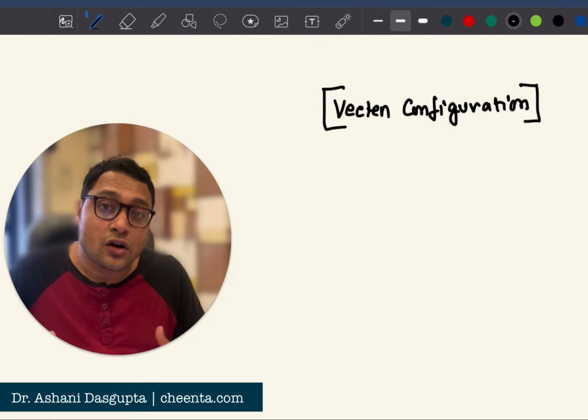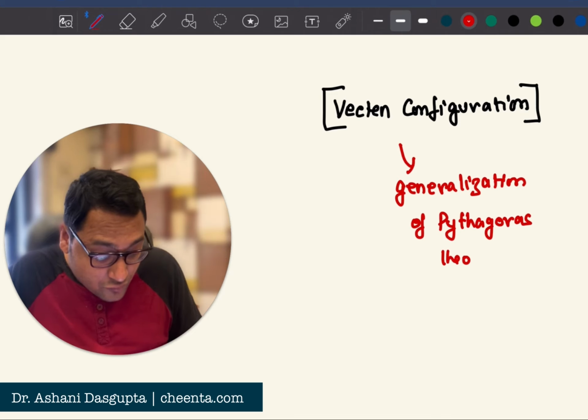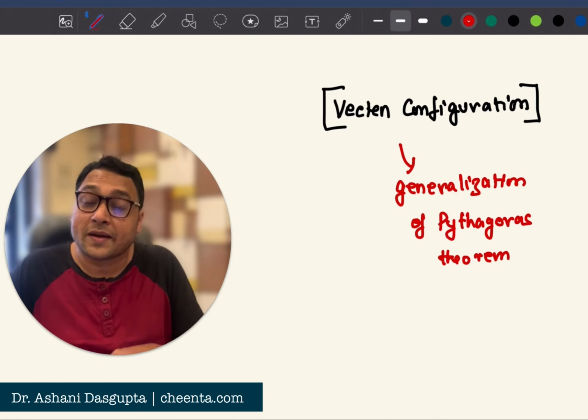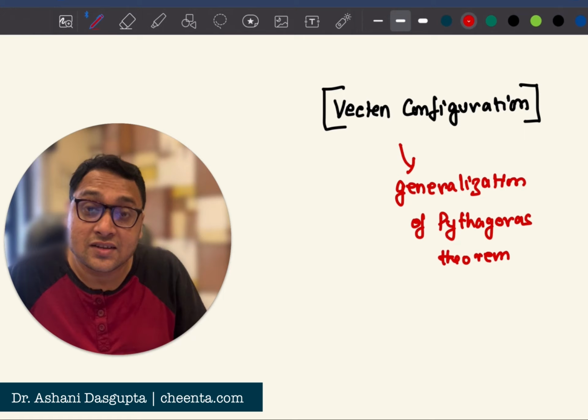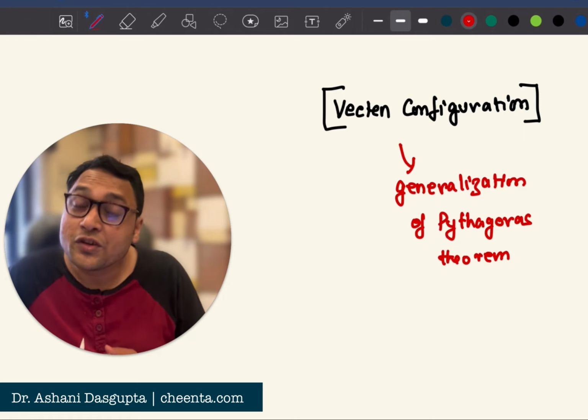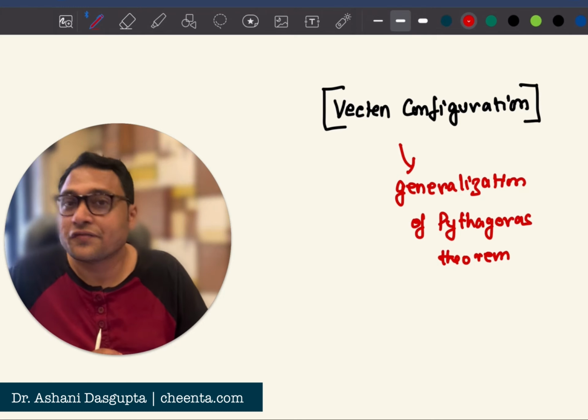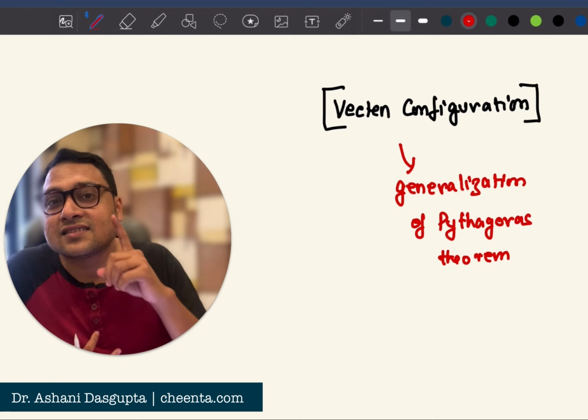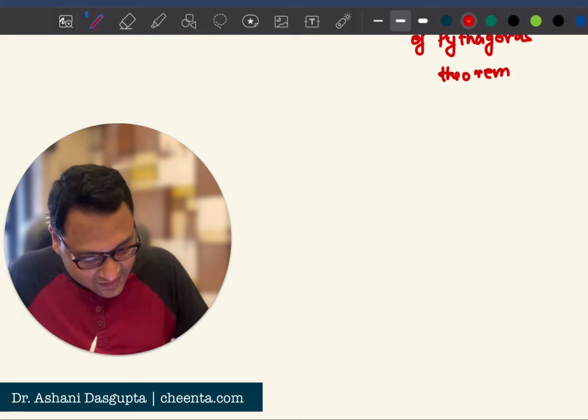What is the Vecten configuration? It's a generalization of one of the proofs of the Pythagoras theorem, one that is prescribed in the earliest books of geometry, for example, by Euclid. I will draw the configuration for you and then discuss one interesting property. So let's see how that goes.